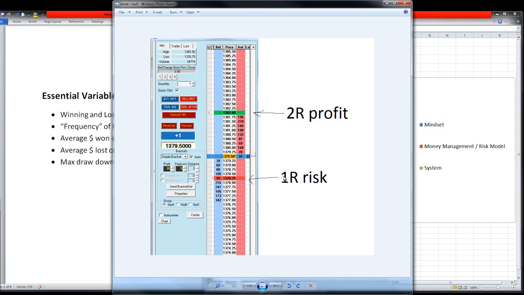And as you can imagine, you add all those R values up, divide it by the number of trades you take, and you start to get a figure as to what percentage you're making in regards to what you're risking within the marketplace.